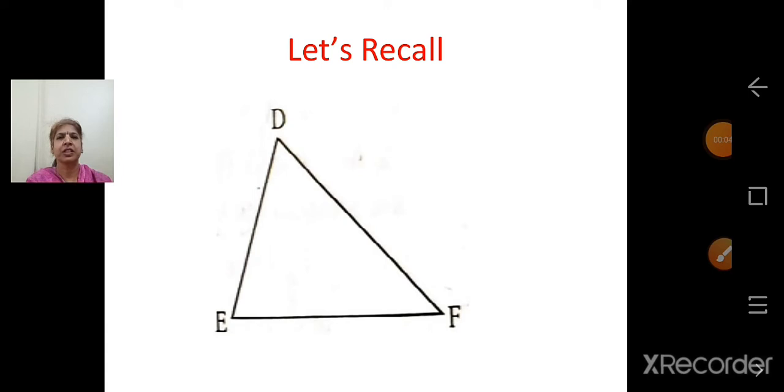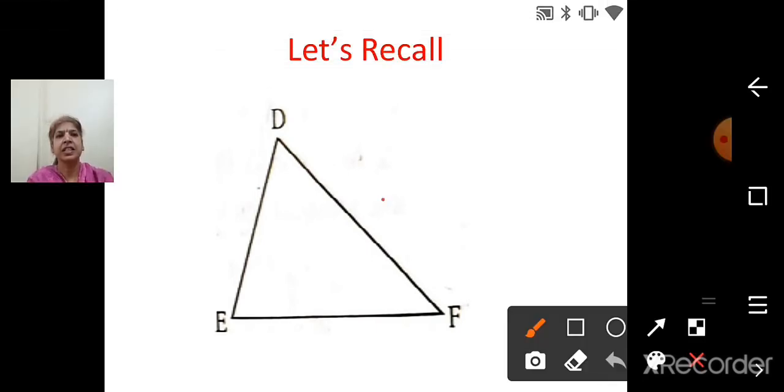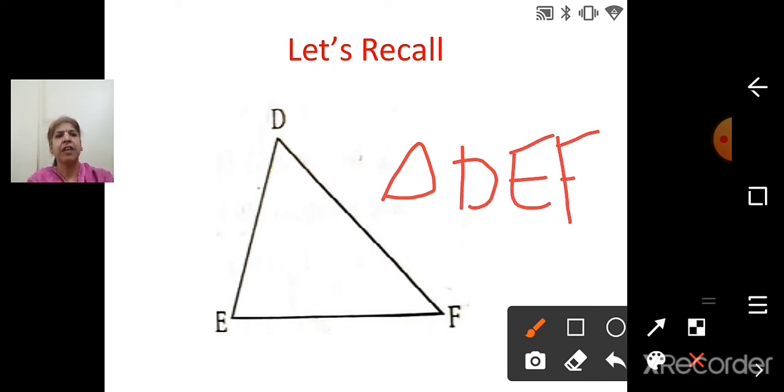Look at this picture. Identify which geometrical figure it is. Yes, it is a triangle. What is the name of the triangle? The name of the triangle is, yes, it is triangle DEF. Right? How many vertices is it having? It is having 3 vertices, 3 angles and 3 sides. So we know that a triangle is a 3-sided closed figure.